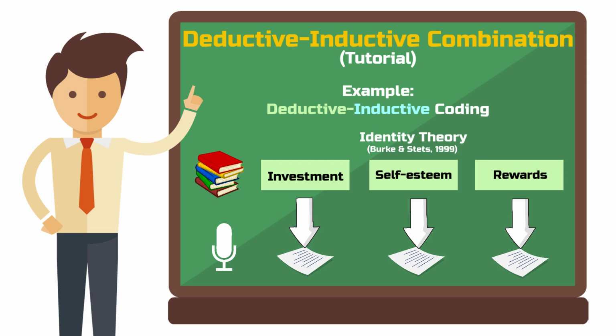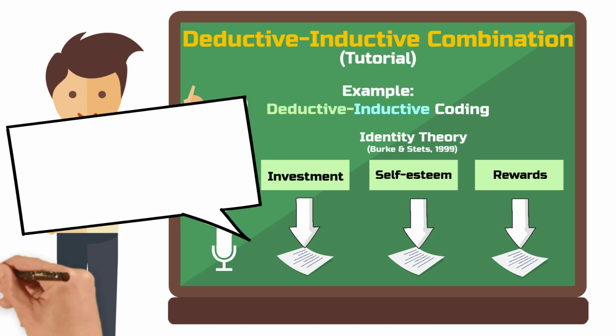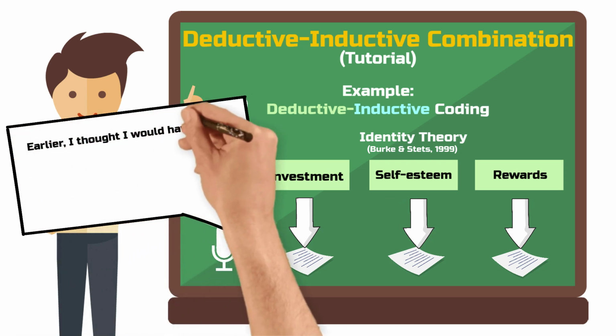Now, you could inductively add subthemes by grouping your codes. Or, based on data that doesn't fit any of the 3 main themes, add another main theme based on that so-called leftover data. Imagine you have the following quote in your interview transcript.